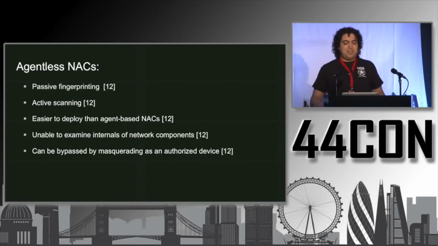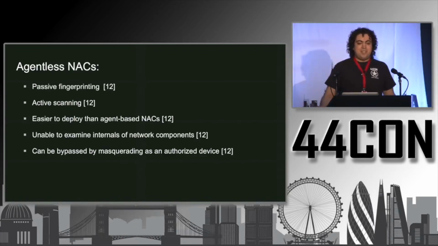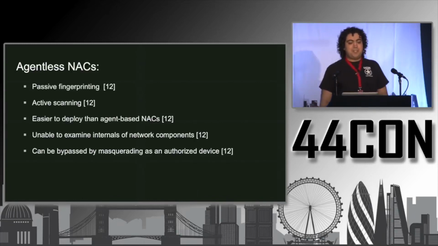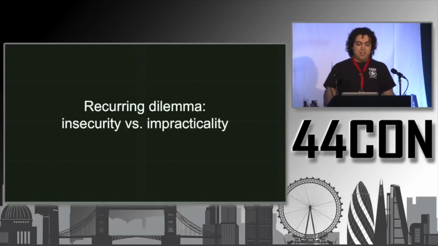And because of this, there's no need to have software installed on each endpoint. It's easier to deploy than an agent-based NAC, but it's also unable to examine the internals of network components, so you can bypass these things usually by masquerading as an authorized device. So this kind of brings us back to the same dilemma that we saw before.